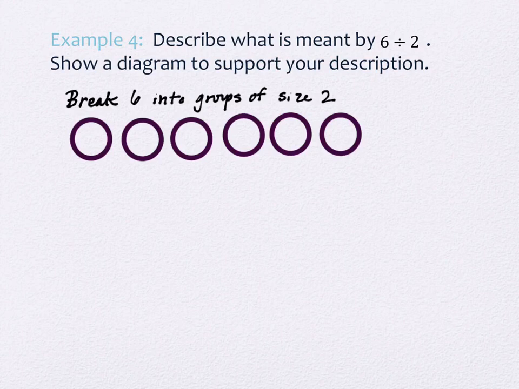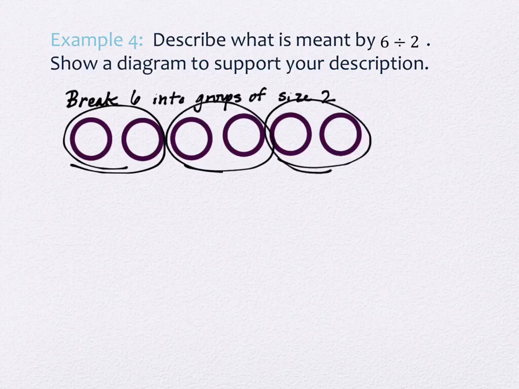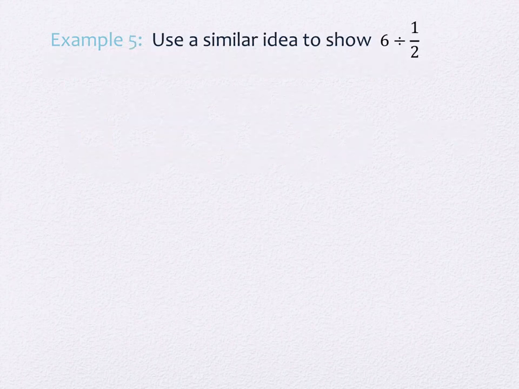And what I'm going to do is I'm going to break these 6 cookies apart into groups of 2. So this is one way, and this gives me 3 groups. Right? 6 divided by 2 is 3, for sure. I have broken the number 6 apart into 3 groups of 2. So thinking along that idea, we can actually do the same thing for 6 divided by 1/2.